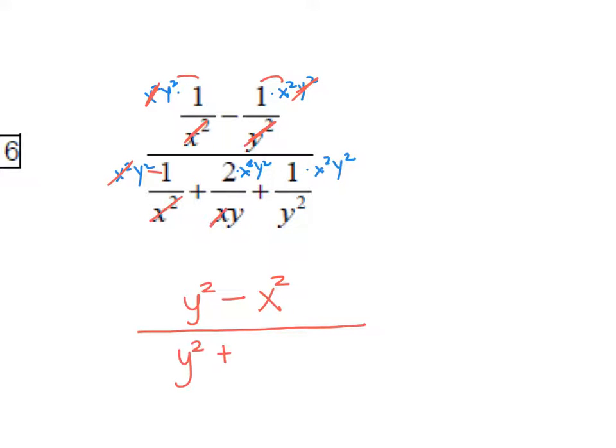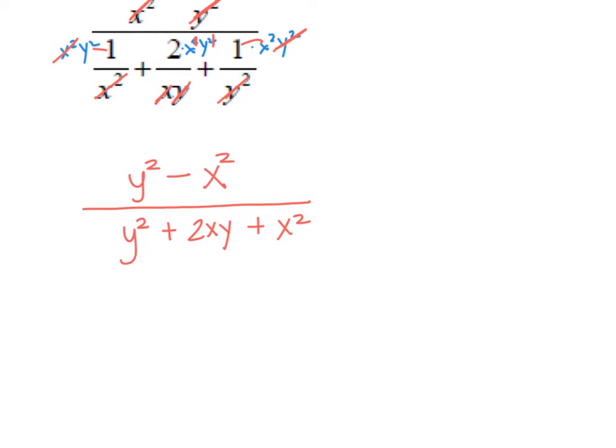This x is going to cancel one of these x's, so it leaves us with x to the first power, and this y cancels one of these y's. So we have 2 times x times y, which is 2xy. And then this y squared cancels that y squared, and we have plus x squared. All right, well now we just have to simplify this fraction.